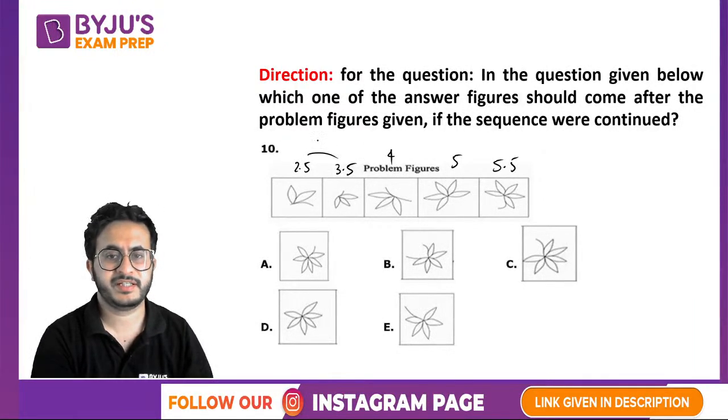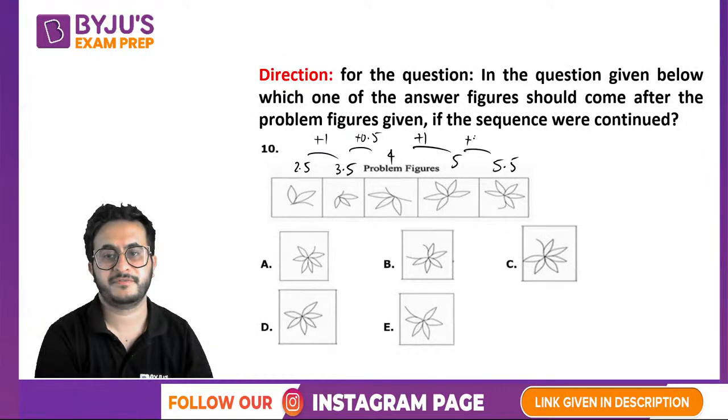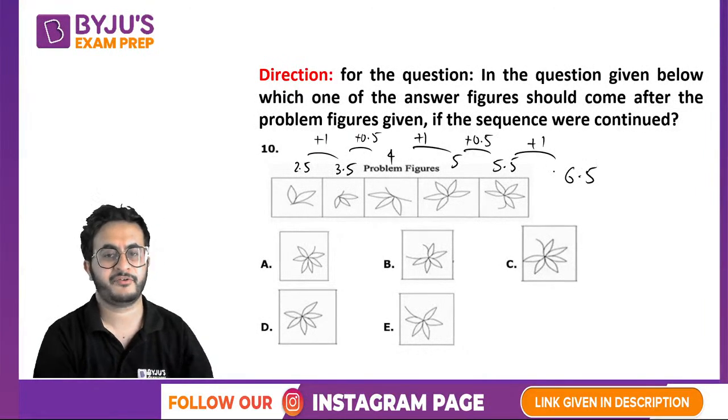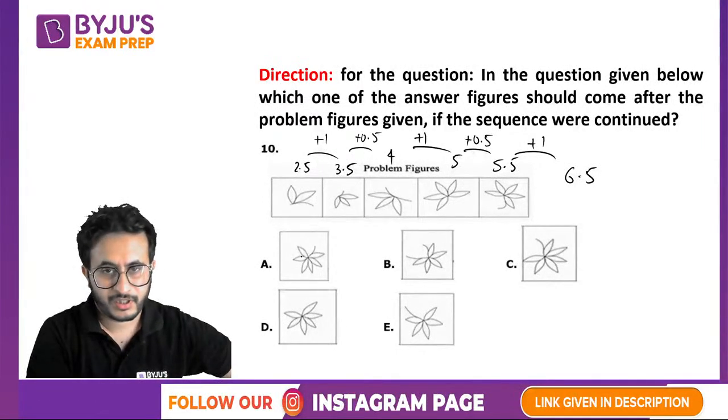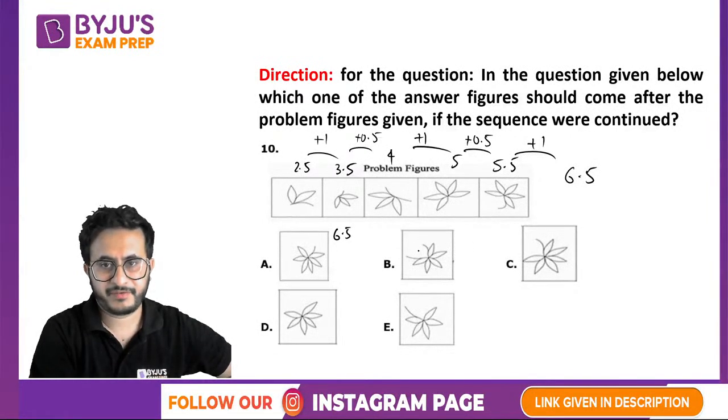Okay, so we see it is increasing by 1, it is increasing by half, then increasing by 1, then increasing by half. So it should increase by 1. So it should have 6.5 petals. Okay, 1, 2, 3, 4, 5, 6, 6.5. Okay, this is 1, 2, 3, 4, 5, and 2 halves.